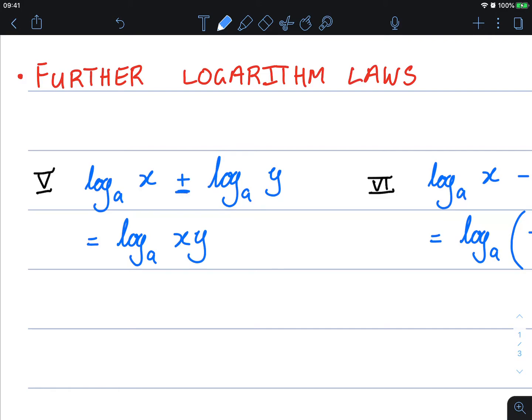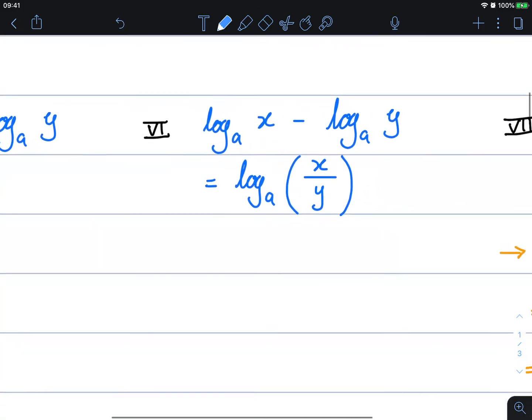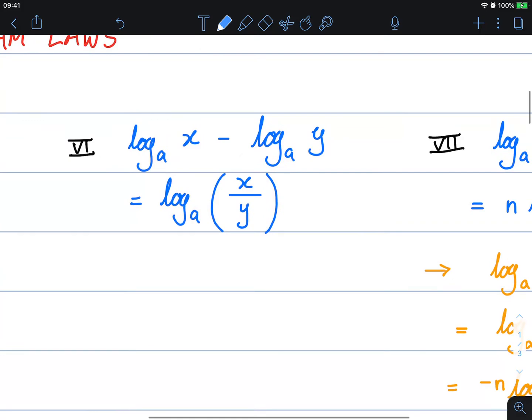If you add 2 logarithms of the same base, it's the same as log base a of the product of those 2 results. Similarly, if you have 2 logarithms of the same base, and you take the difference between the 2, it's the same as log of the same base of x divided by y.